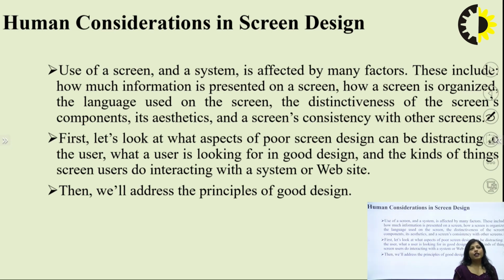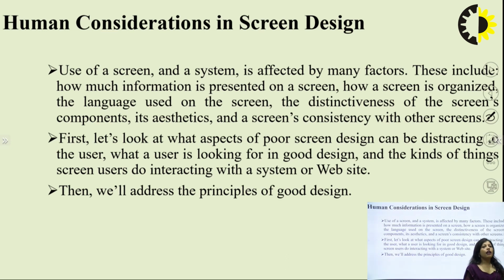Next human consideration in screen design is, first let's look at what aspects of poor screen design can be distracting the user. If you have a poor screen design, this is also the main disadvantage: distraction of the user from the screen, because the screen design is poor and the user does not understand what the user wants and what the user's objective is. So what is a user looking for in a good design, and what kind of things does a user do when interacting with the system or a website.